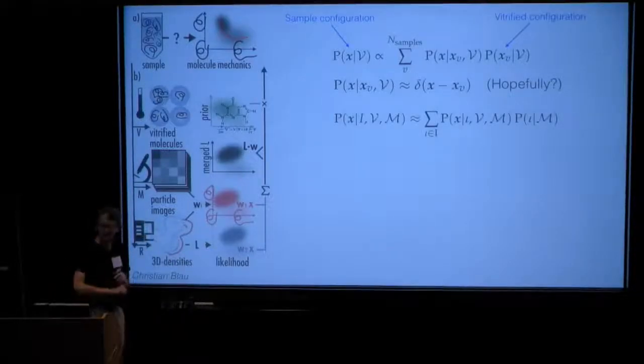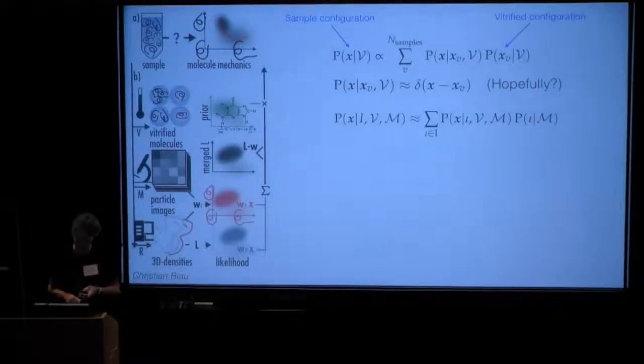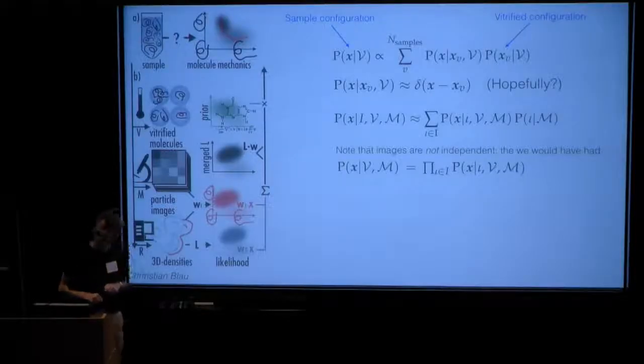And with a tiny amount of mathematics, that actually means that the probability of getting a configuration as a bias, based both on the images we had, the vitrification process, and the microscope, is again a sum of products of probabilities. That is kind of important because it's not entirely obvious. Images are not independent, in particular. If images were independent, you would end up with something like that instead, and that's usually not the case.